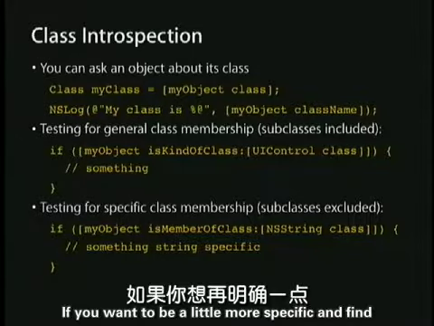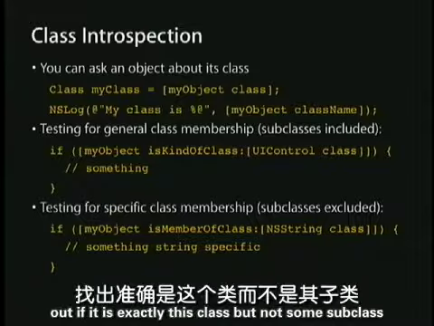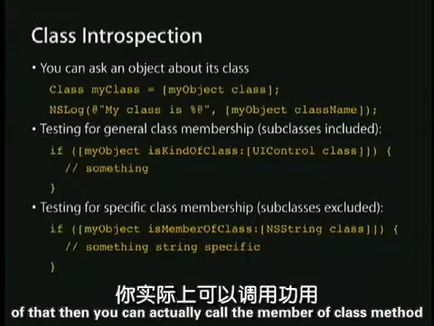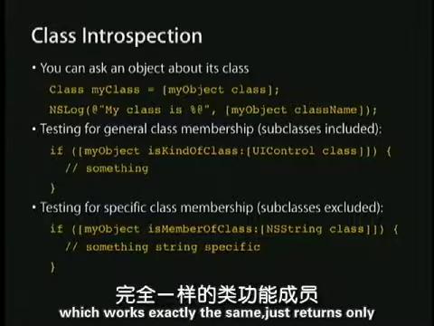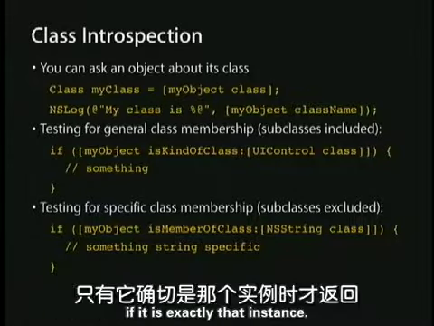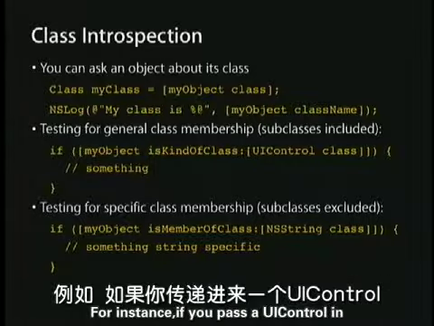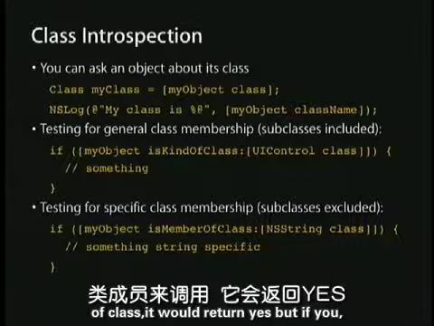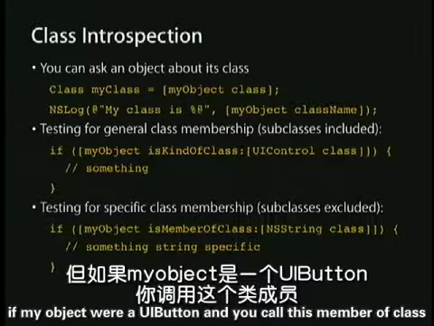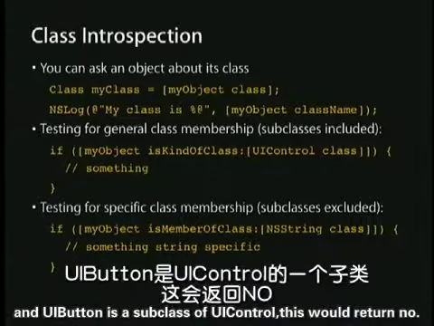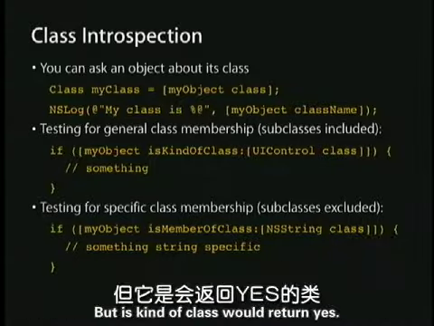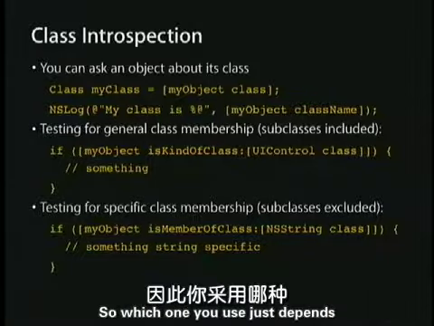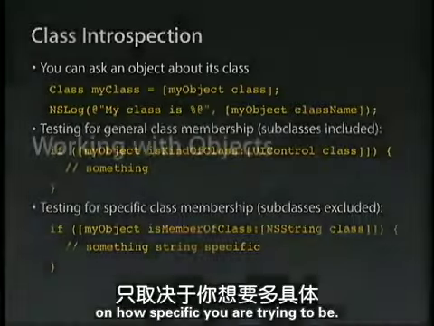If you want to be a little more specific and find out if it's exactly this class but not some subclass of that, then you can call the isMemberOfClass method, which works exactly the same, just returns yes only if it's exactly that instance. So for instance, if my object were a UIControl and you called isMemberOfClass, it would return yes. But if my object were a UIButton and you called isMemberOfClass, and UIButton is a subclass of UIControl, this would return no, but isKindOfClass would return yes. So which one you use just depends on how specific you're trying to be.